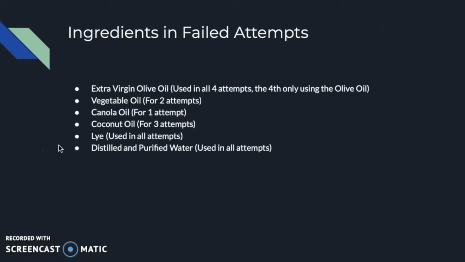So we failed quite a few times. And here are the ingredients. We used extra virgin olive oil in our first and last failed attempts. The last one we just used olive oil and it still failed. Then we also used vegetable oil for 2 attempts. And we used canola oil as a substitute for vegetable oil in one of our attempts as well. And coconut oil was there since day 1 for all the 3 ones.